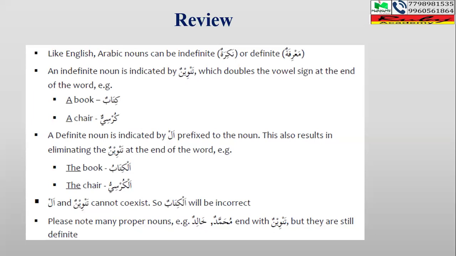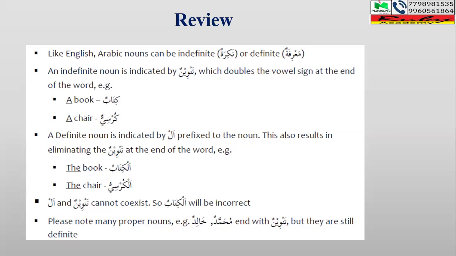It can be pronounced un, an, in, like kitabun, kitaban, kitabin. The meaning will be the same, a book. Kursiyun, kursiyan, kursiyin. Again, it has the same meaning, a chair. Then we have learned the definite noun.